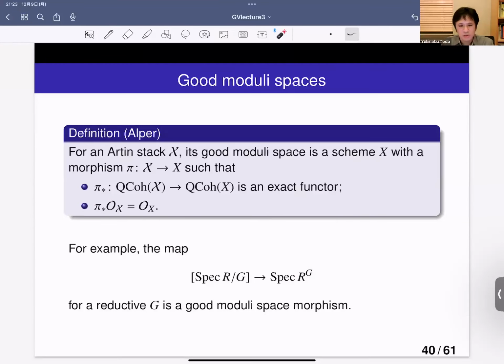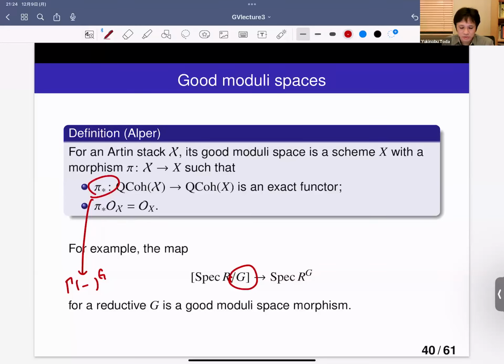This is because this push forward functor is nothing but taking the global section and also taking the G-invariant part. But because G is assumed to be reductive, taking the G-invariant part is in fact exact. And also taking global sections is exact because Spec R is affine. So this is in fact an exact functor.